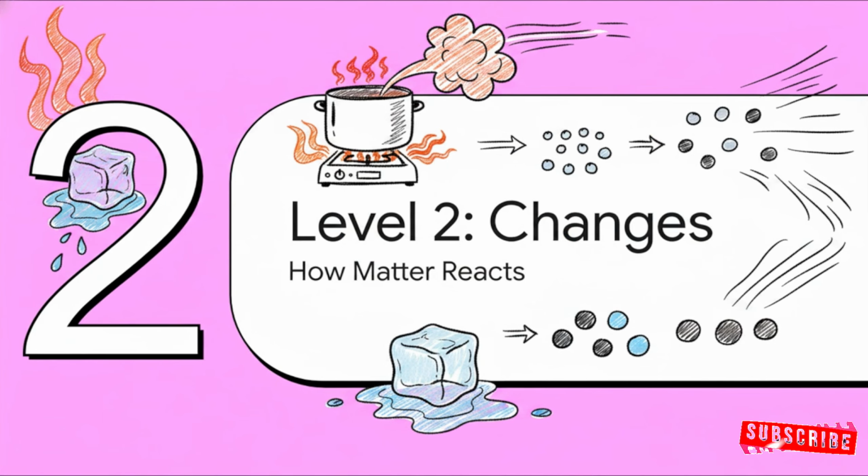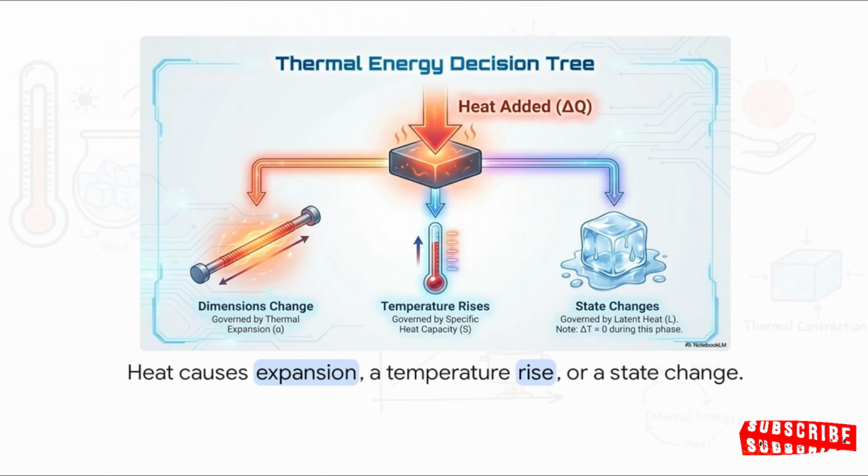All right, leveling up. Level 2, changes under heat. Let's see how matter reacts. Notice the core decision tree here. When you actually add thermal energy to an object, that matter is forced to make a choice. It's going to either expand its physical dimensions, thermal expansion, or it'll raise its internal temperature, or it will undergo a complete phase change, like melting from solid ice into liquid water. It's got to pick one.